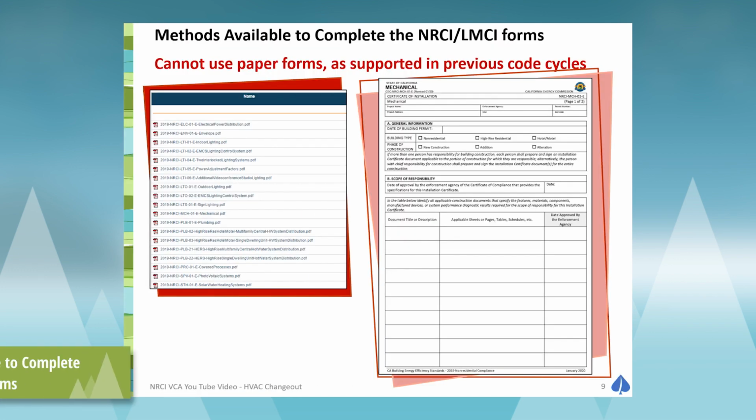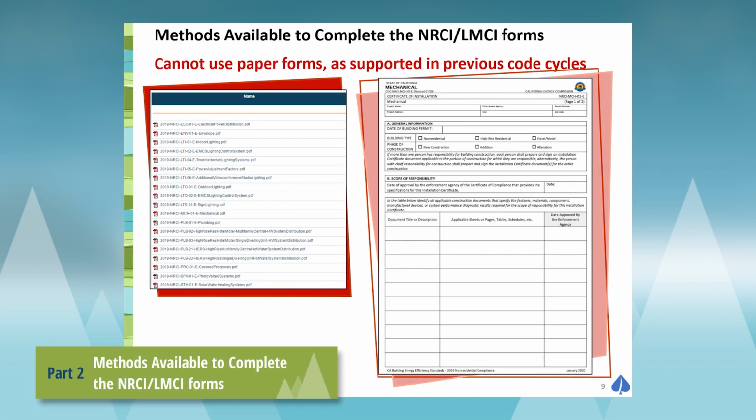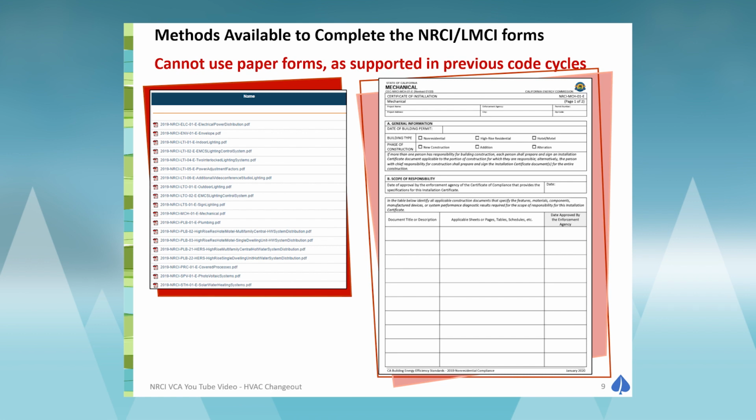Now, in previous code cycles, we had paper forms. Paper forms are not utilized anymore, mainly because they do not support the pre-population process of what was promised with the Certificate of Compliance form. So if you see one of these forms, that is not what you're using for the 2022 code cycle. These forms are only to be used for projects that were subject to the previous code cycles.